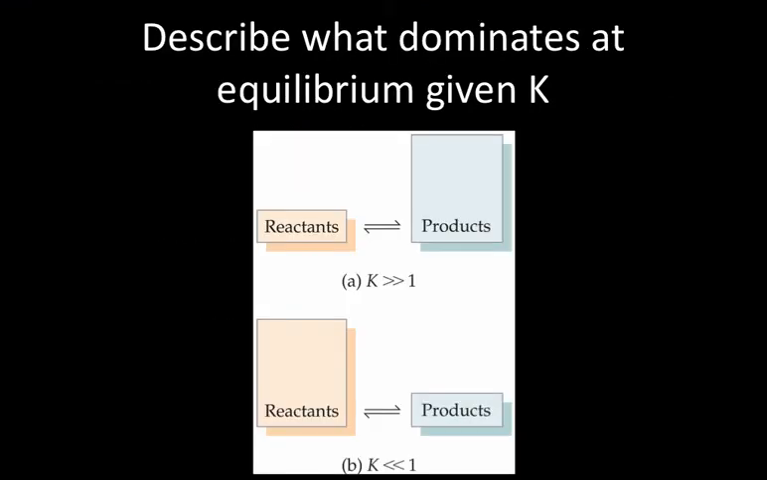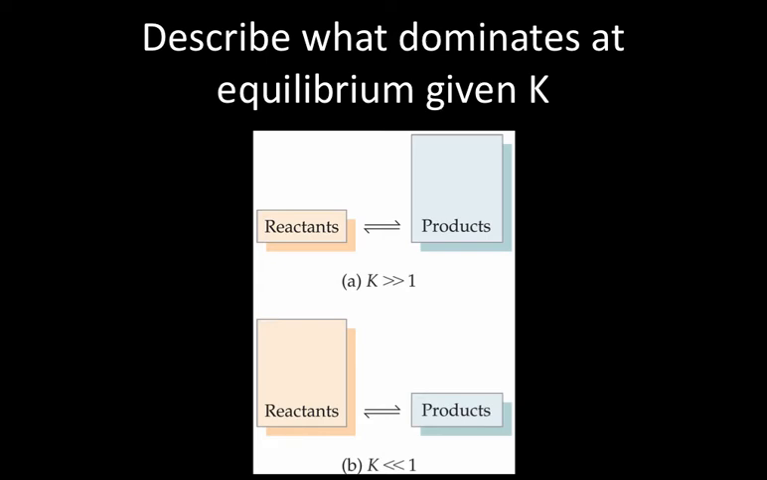The next one says to describe what dominates at equilibrium given K. This is where you describe whether equilibrium lies to the right or lies to the left, or it favors the product side or it favors the reactant side. Those are all basically ways to say the same thing. So if your K is greater than 1, then we say it lies to the right or it favors the products. The reason is that when we set K up, it's always products over reactants. So if K is greater than 1, that means you have a higher concentration of products, a bigger number on the top of that equation.